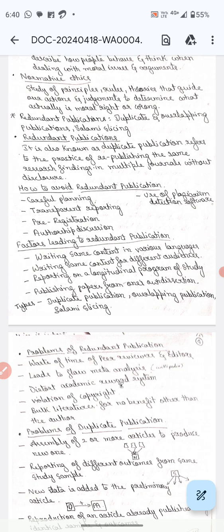Next, reporting on a longitudinal program of study. Next, publishing papers from one's own dissertation. Next, types: duplicate publication, overlapping publication, slicing.